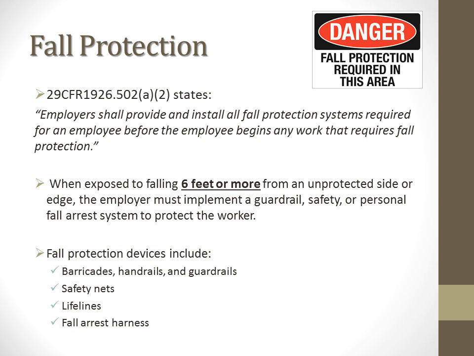Whenever an employee is exposed to a fall greater than 6 feet in distance from an unprotected side or edge, it is the duty of the employer to implement a suitable guardrail, safety net, or personal fall arrest system to protect the worker from falling. Typical fall protection devices include, but are not limited to, the use of barricades, handrails, and guardrails, safety nets, vertical, horizontal, and retractable lifelines, and personal fall arrest harnesses.